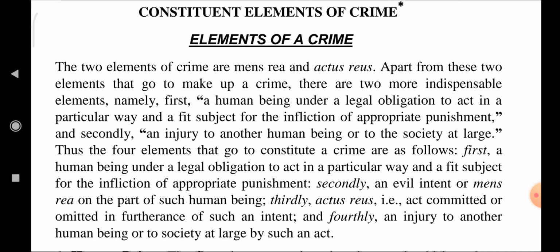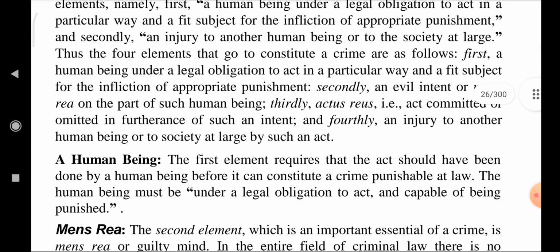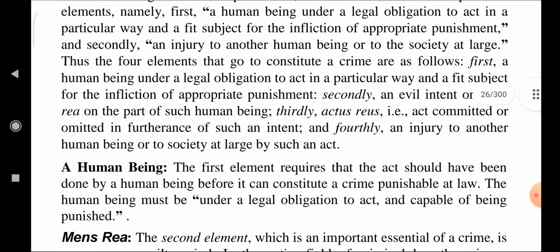Thus the four elements that go to constitute a crime are as follows. First, a human being: there should be a human being under a legal obligation to act in a particular way and fit to be subject to infliction of appropriate punishment. Secondly, an evil intent or mens rea on the part of such human being. Thirdly, actus reus, that is, an act committed or omitted in furtherance of such intent. Fourthly, an injury to another human being or to society at large by such an act. These four elements are the requirement to constitute a crime.